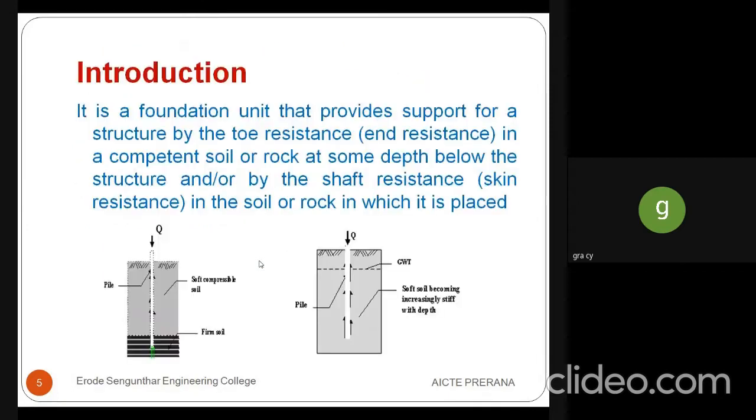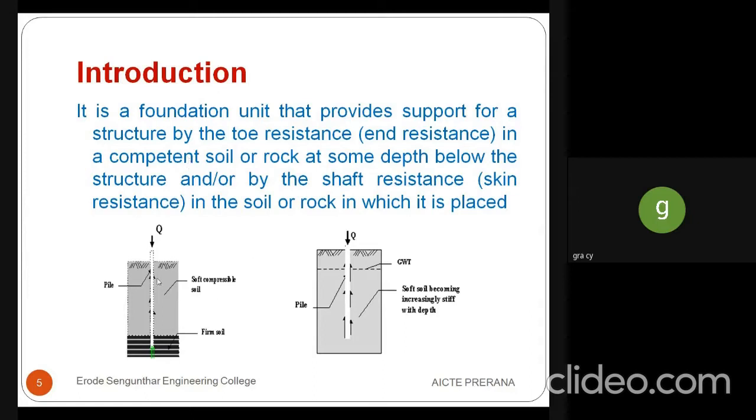So the introduction of the deep foundation is, we may know that foundations are of two types. One is shallow foundation, another one is deep foundation. A deep foundation provides support for a structure by the toe resistance in a competent soil or rock at some depth below the structure, and or by the shaft resistance. So it is also called skin resistance.